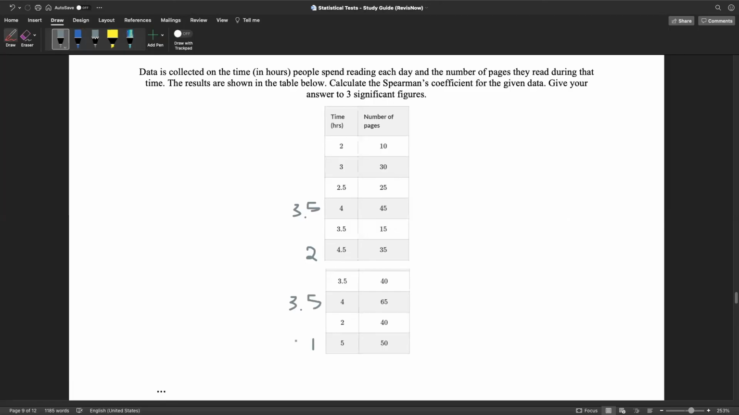And then the next number would be 5, but these two share the same value, so that would be 5 and 6. Add them, divide by 2, that would be 5.5. Okay, and then the next value is 7, and there's only one, so that would be 7. And then the next value is 8, and there's only one, so that would be 8. And then the last two remaining values are the same number. That would be 9 and 10. Add them, divide by 2, 9.5.